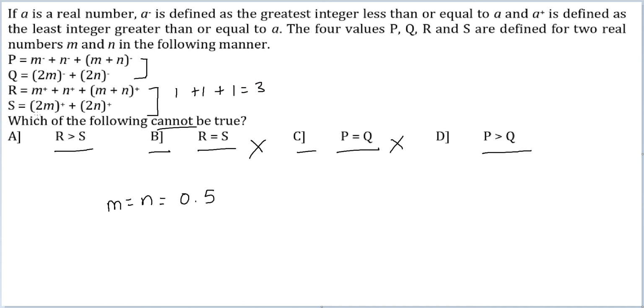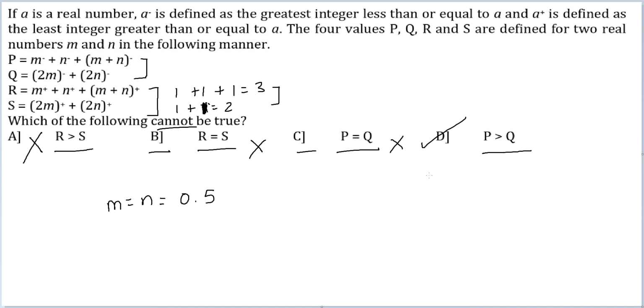Let's look at S. S would be how much? 2m, so 1, and 2n, so 1. So this would be equal to 2, which means R is indeed greater than S at m equal to n equal to 0.5. So this cannot be true. By process of elimination, D should be the answer.